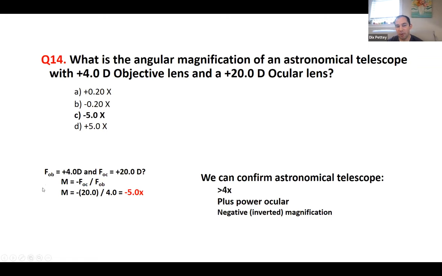I was just looking at the equation for the magnification on the handout that I gave to you guys, and it doesn't have that minus there for some reason. But when I was looking up this problem online, it definitely had that minus. Jennifer, do you remember if the equation has a minus in it? It does. The equation is minus the power of the eyepiece over the power of the objective.